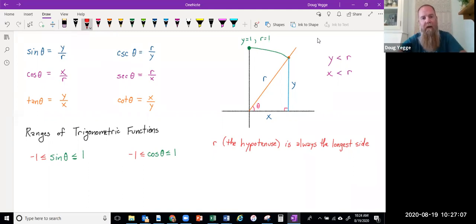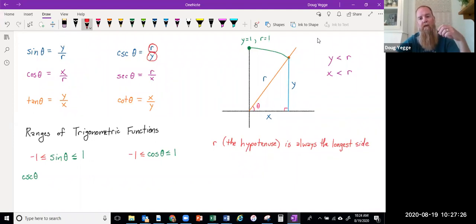Now, what we should recognize about that is that if we look at the reciprocal functions, meaning cosecant of theta, cosecant of theta would imply that now the numerator is larger than the denominator.